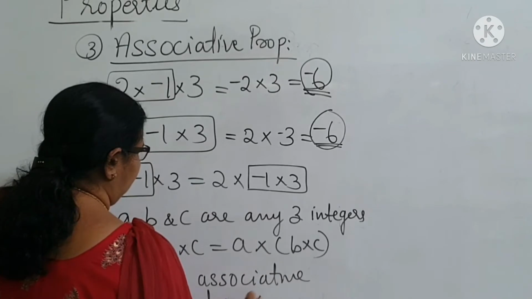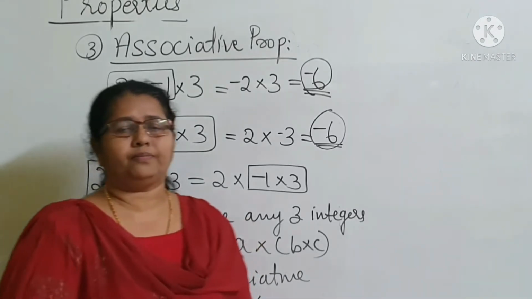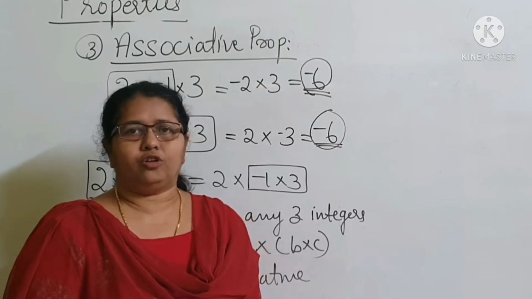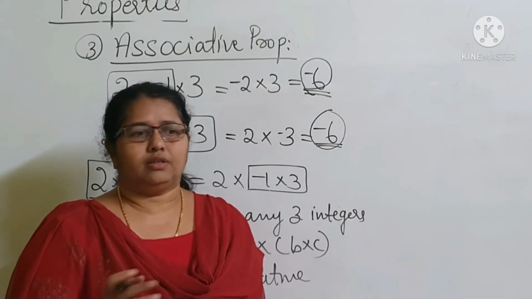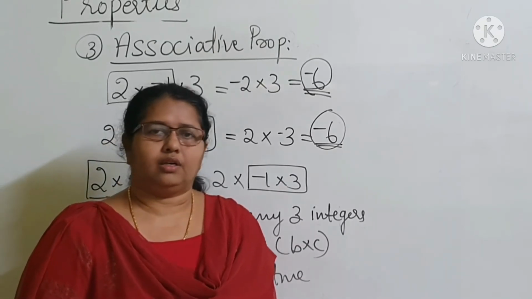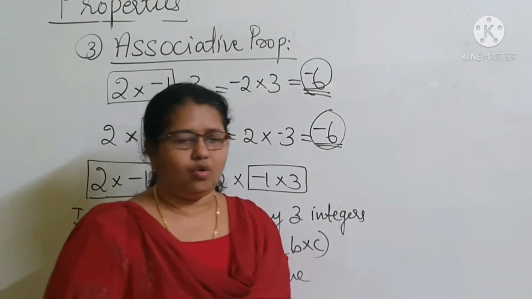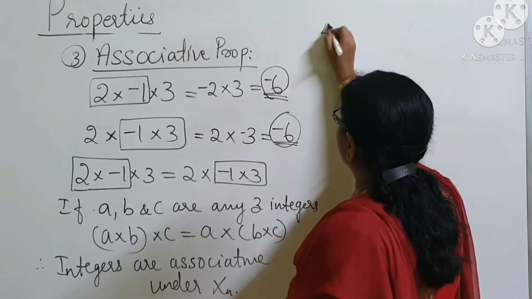under multiplication. Integers are not commutative under division. Therefore, integers are not associative under division. That is, we cannot divide integers in any order. Fourth property.